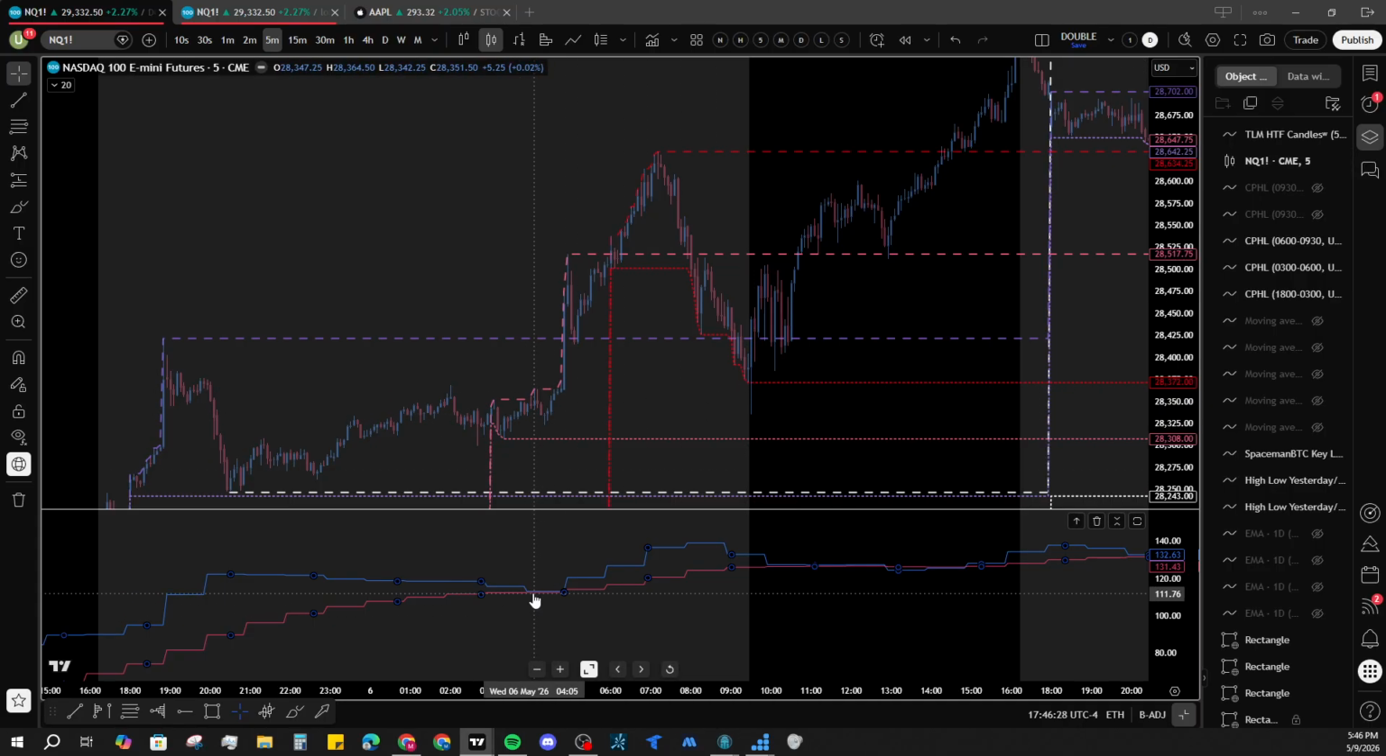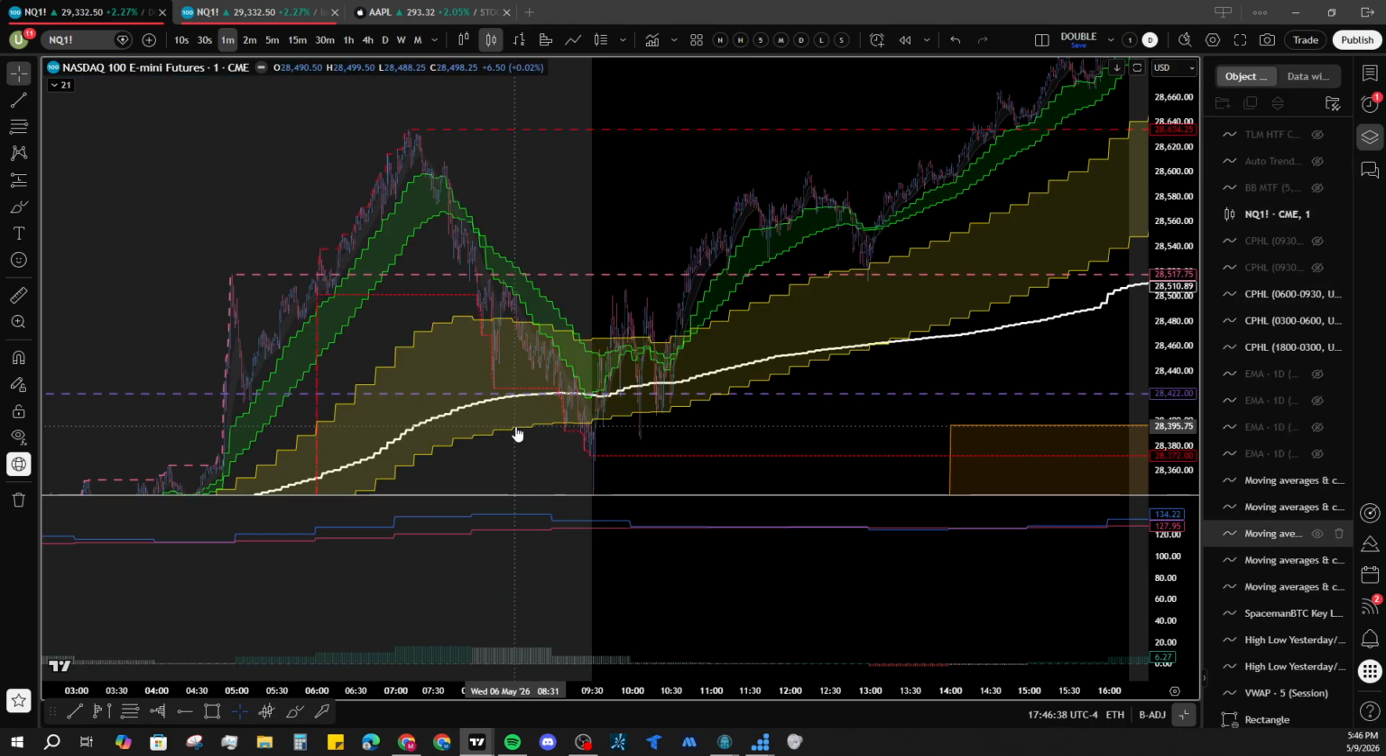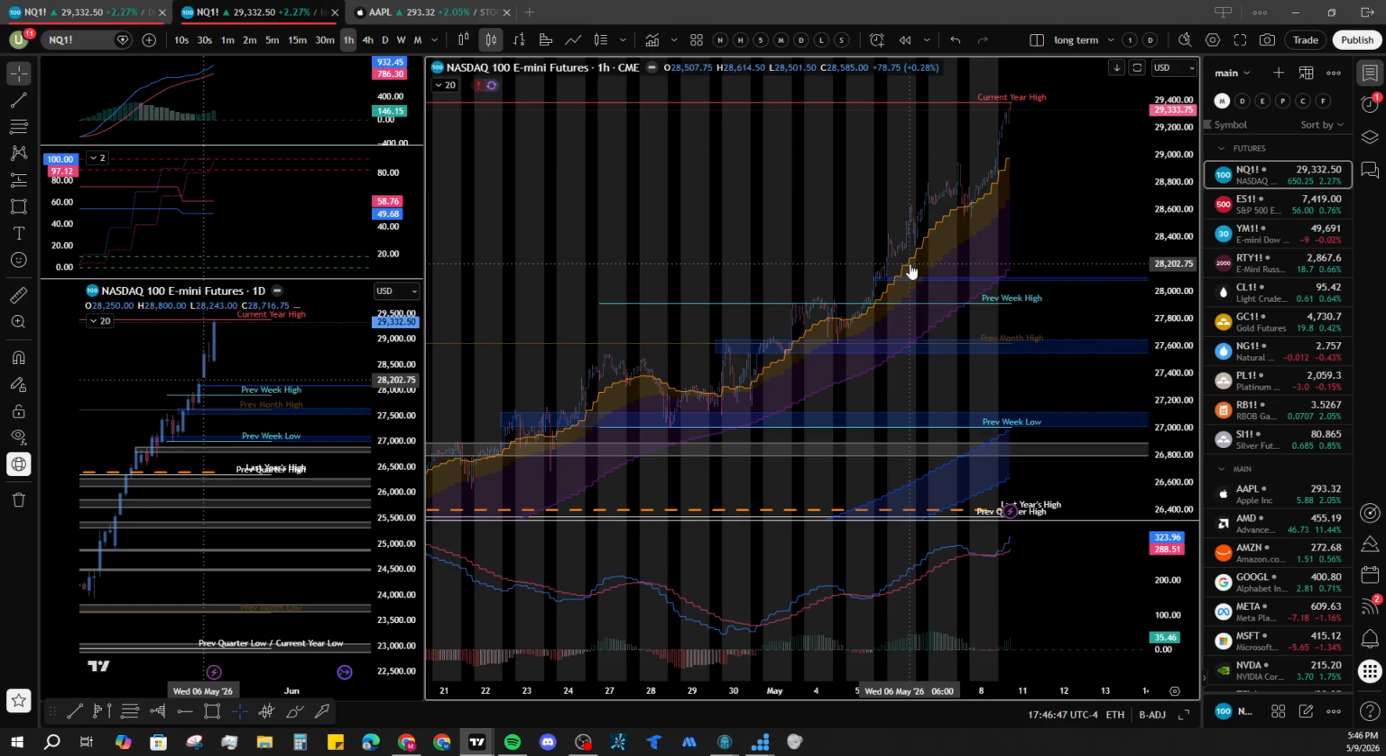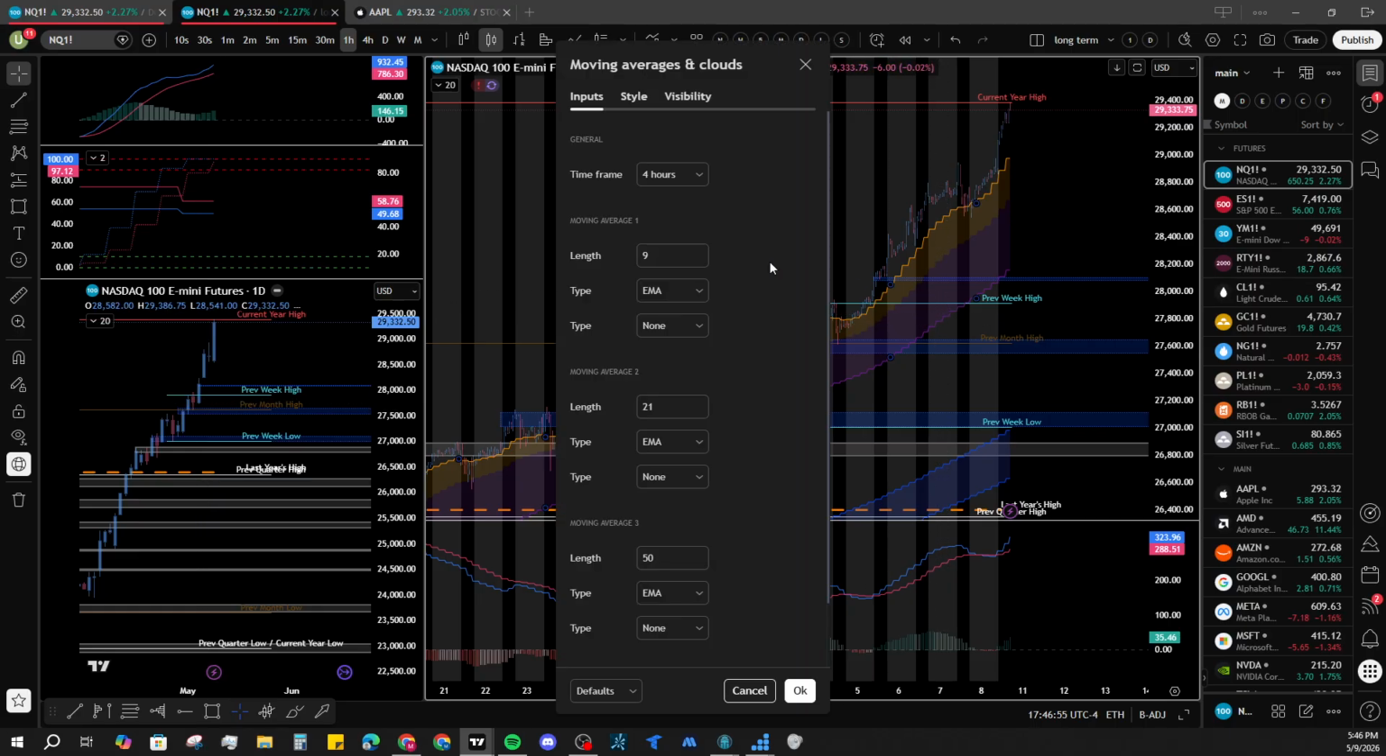So I like to use high time frame things that are pointing out a trend. So I use the hour MACD. I use the 15-minute cloud. I use the 5-minute cloud, the 1-minute cloud. And then I also use this big one, this orange and purple, which is a 4-hour EMA. And the top is 9, the middle is 21, and the bottom is 50.